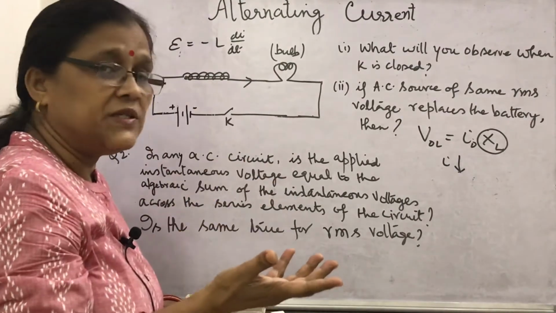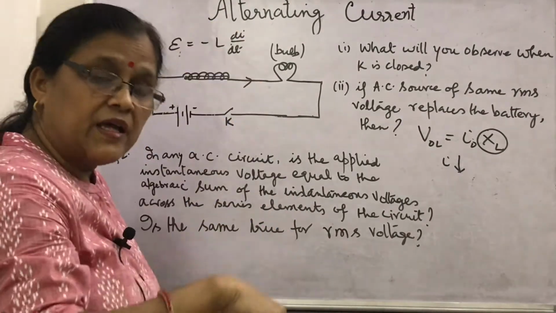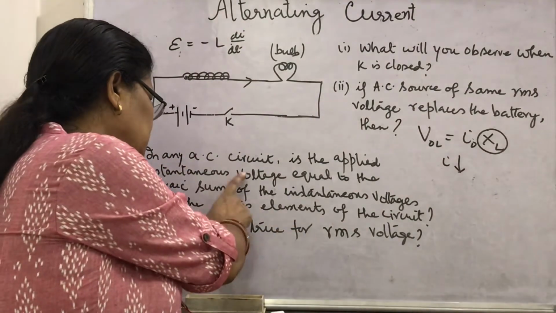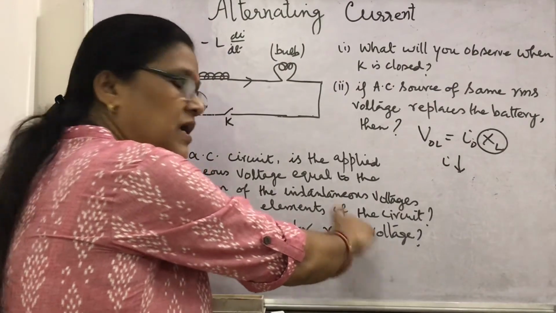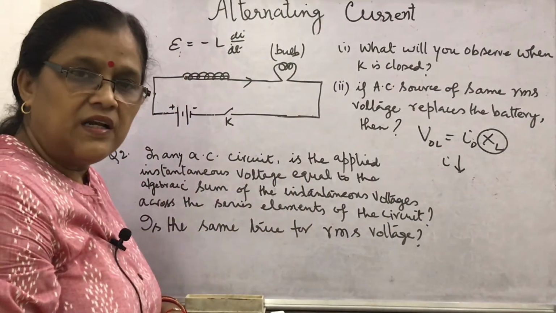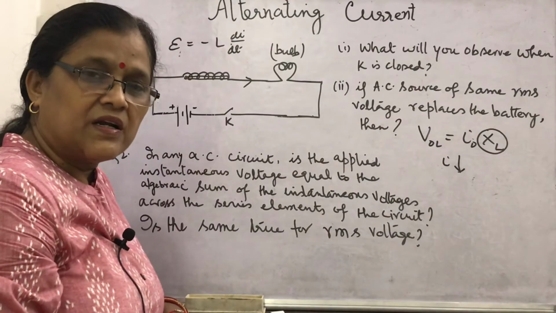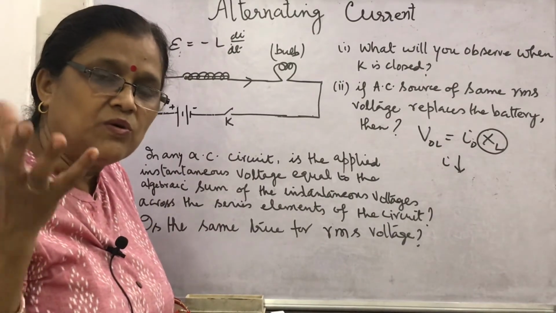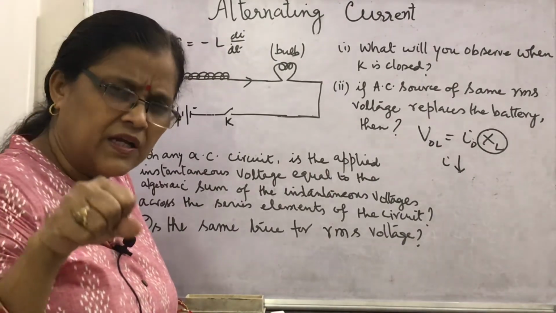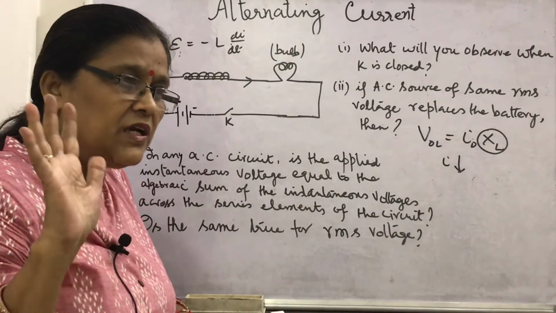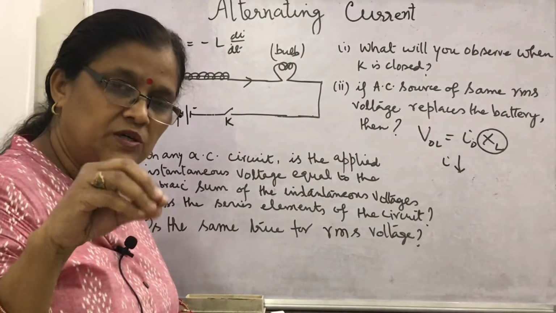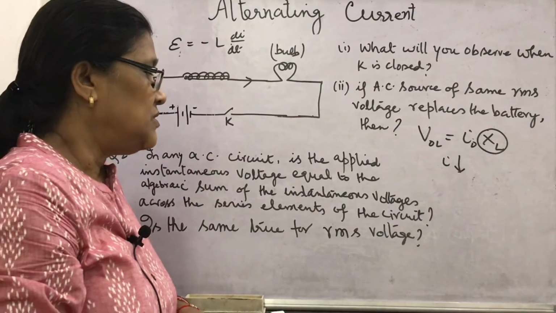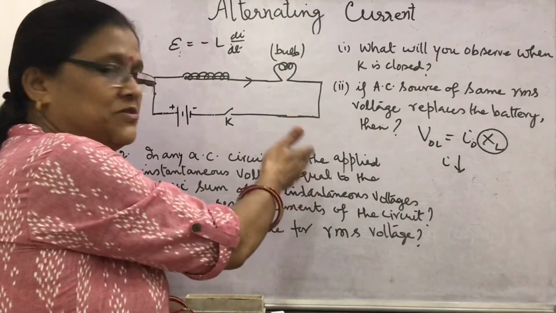Voltage across the capacitor will be 90 degrees lagging behind the current. Because of the phase variations, that relation is not true for the RMS voltage. In general, you should know that instantaneous current can't be written as the ratio of instantaneous voltage and impedance. This relation is true for RMS, true for peak value, but not for instantaneous. So in this way, you have seen these two questions.